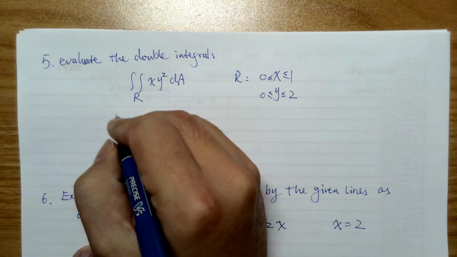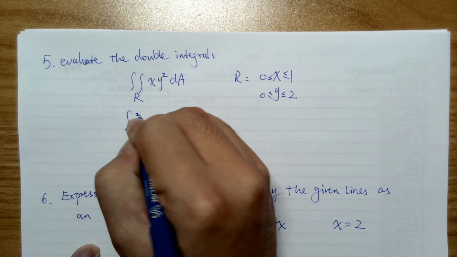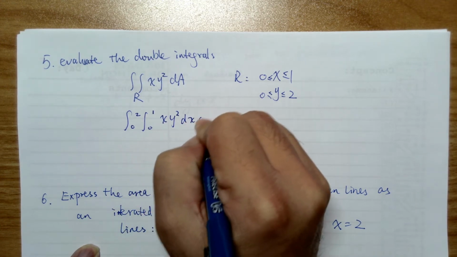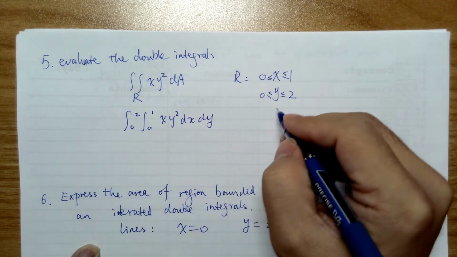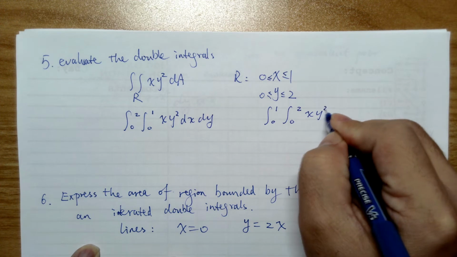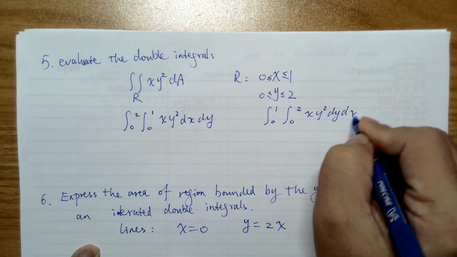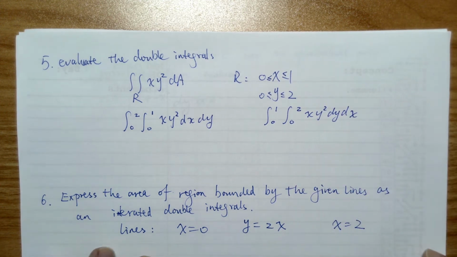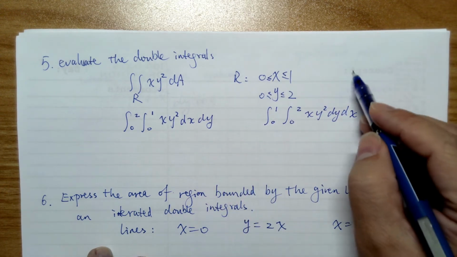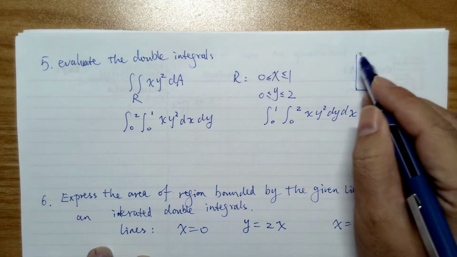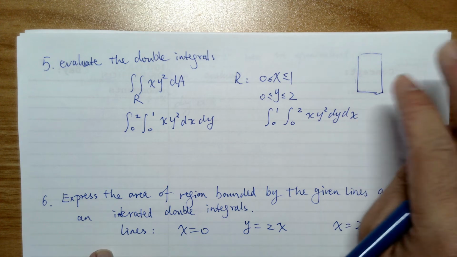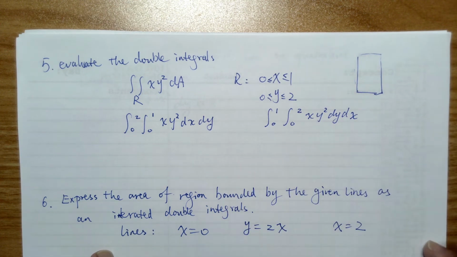From any part. So we can write from 0 to 2, and then from 0 to 1, xy squared, and then dx dy. Or we can write from 0 to 1, and then from 0 to 2, xy squared, and then dy dx. I mean, the Fubini theorem said that if the region is a rectangular shape, then the order is interchangeable.